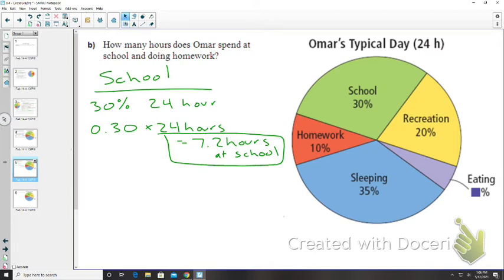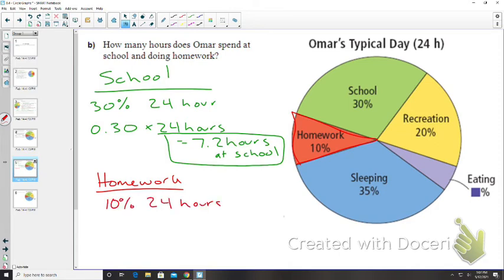Now let's see how much time Omar spends doing homework, and let's see if that's comparable to how much time you guys spend on homework. Homework takes up 10% of his day, so 10% of 24 hours. Again, to find the hours, we need to turn 10% into a decimal, so 0.10 multiplied by 24 gives us a value of 2.4 hours. He spends 2.4 hours doing homework.